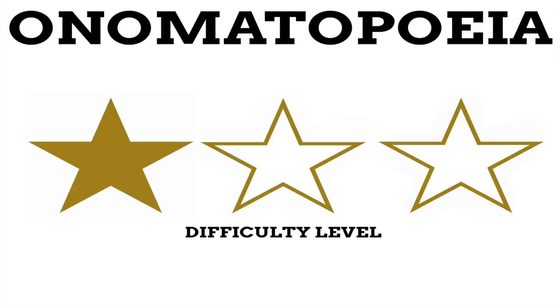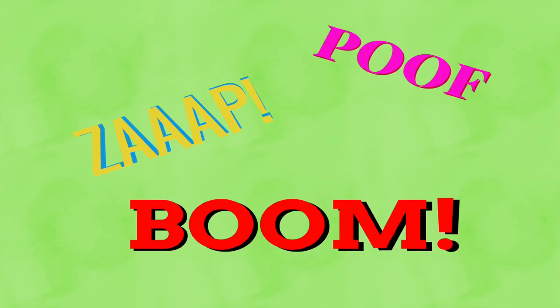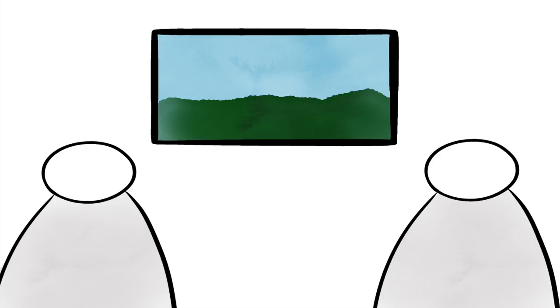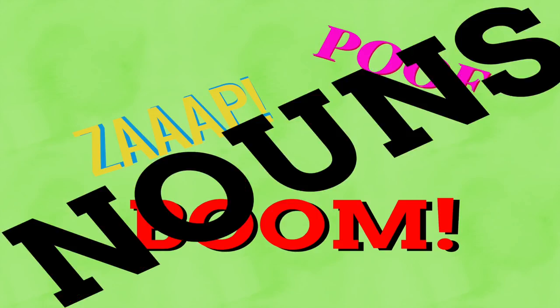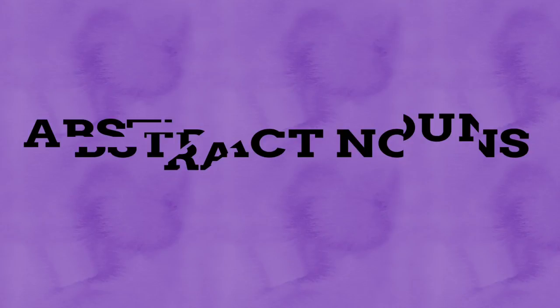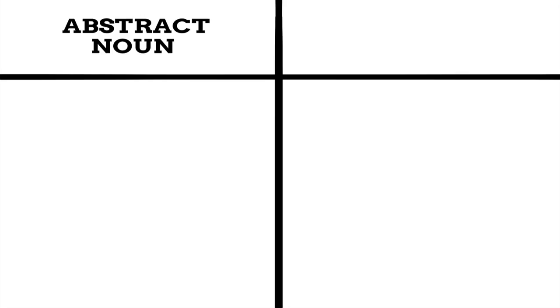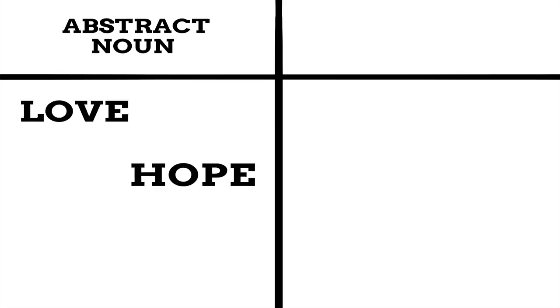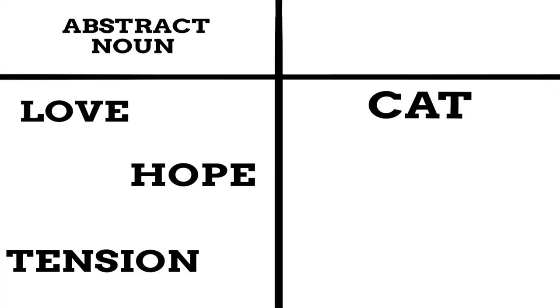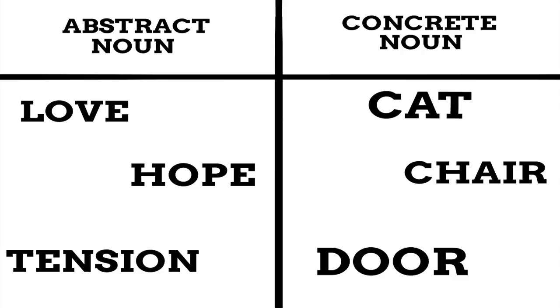Onomatopoeia is perhaps the easiest kind of word formation to get your head around. They're the kind of things you see in comic book panels when there's a loud sound. Onomatopoeia is the formation of words by naming the sound after the sound they make. These words tend to be nouns, specifically abstract nouns. An abstract noun is a name for something that is intangible, like love, hope, and tension. Proper real-life objects like cat, chair, and door, however, are called concrete nouns.